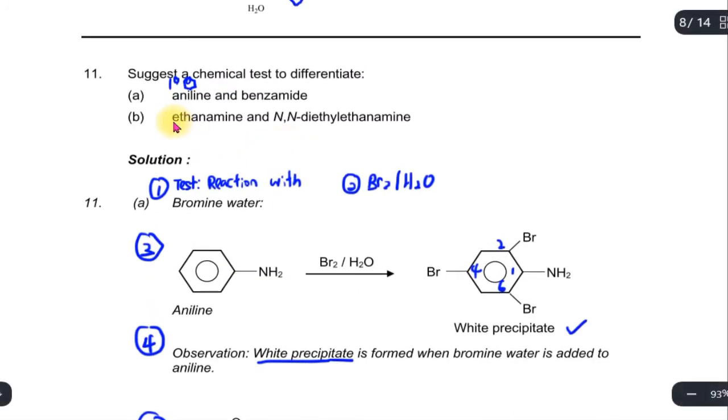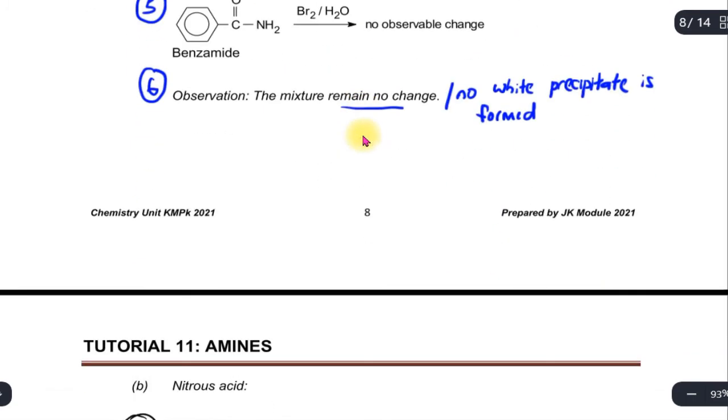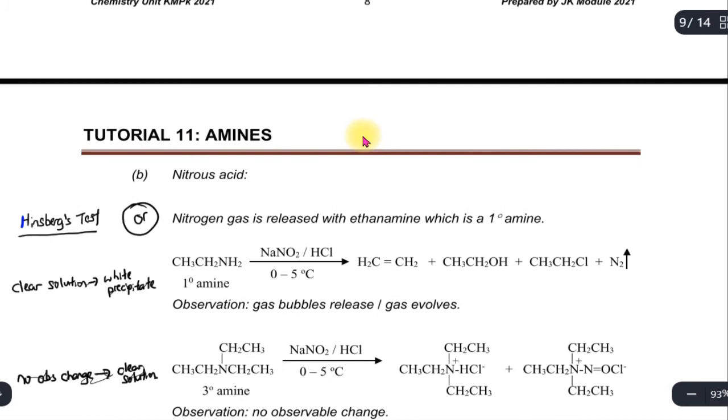Now we look at question B, ethanamine and N,N-dimethylethanamine. Ethanamine is a primary amine, and the other is a tertiary amine. So we can use the nitrous acid test or the Hinsberg test. The answer I gave is the nitrous acid test. You have to tell me the name of the test, which is the nitrous acid test. What is the reagent? Please follow: the reagent is NaNO2 and HCl. And what is the condition? The condition has to be specific: 0 to 5 degrees Celsius. You have to follow this one.